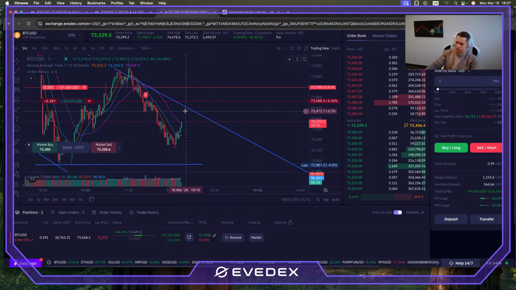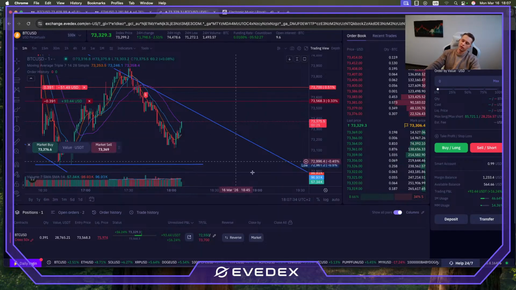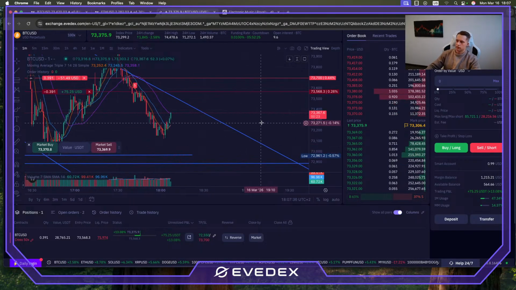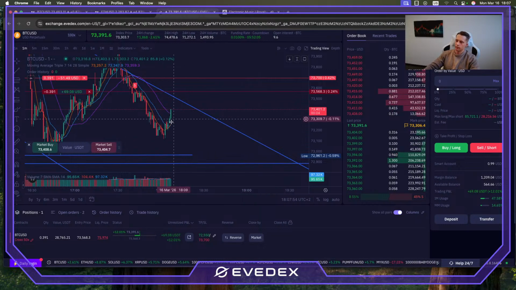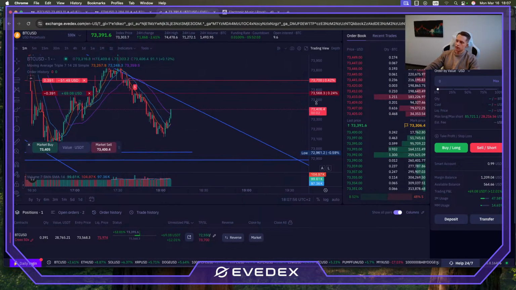So that resistance level is obviously not going to prevent it from going through. So it'll either touch it, go through, or just come near it and continue on that bearish trend. So let's have a look how that plays out. And obviously that would confirm that the downtrend is there.